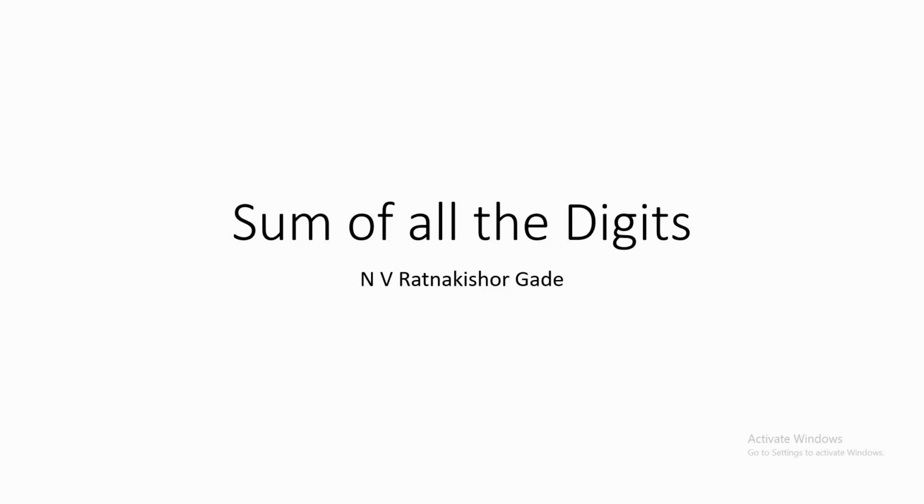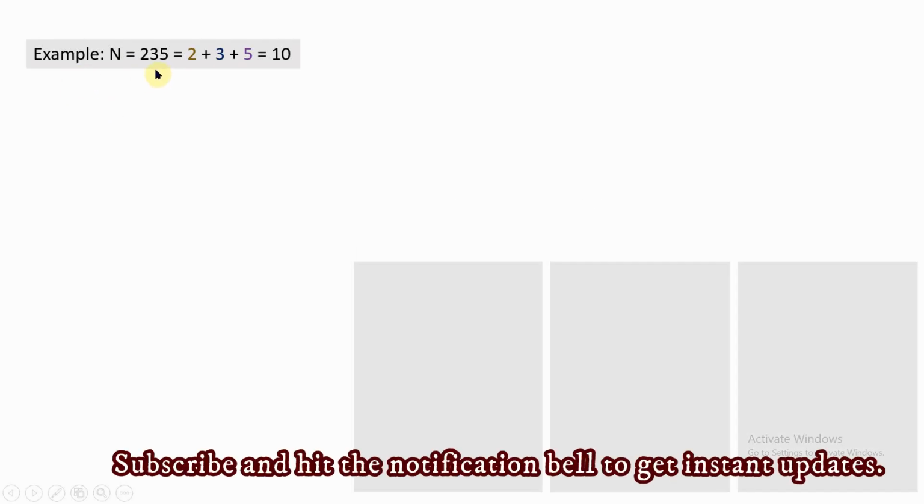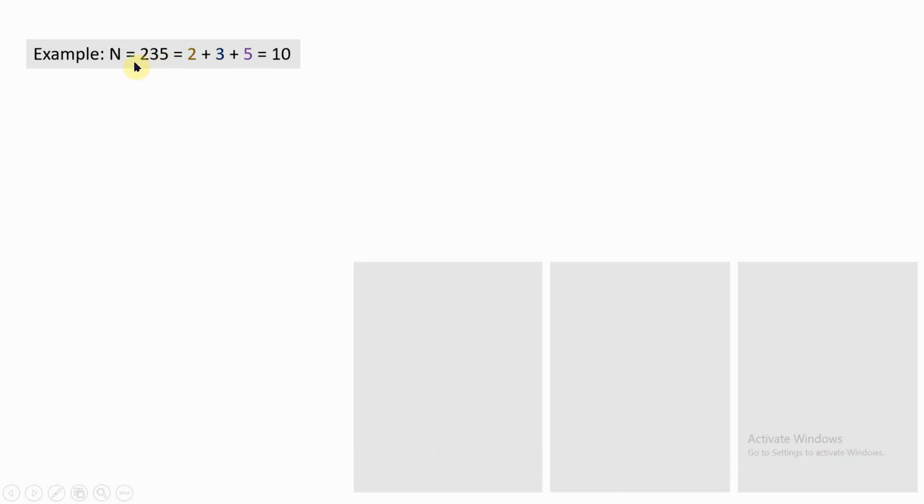In today's video we are going to look at how to sum all the digits present in a given number. For that I am considering a number 235. In 235 the individual digits are 2, 3, 5. If you sum all these three you will get 10. That should be the output if you have 235 as input number n.